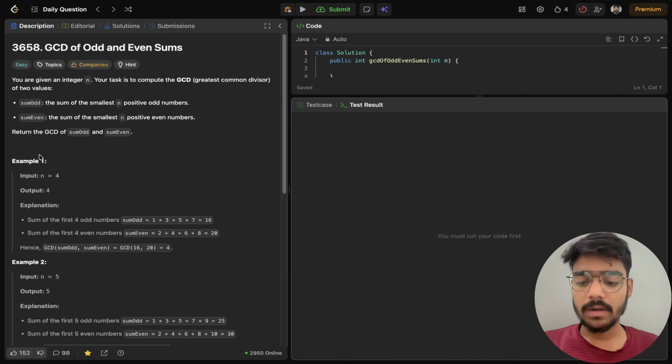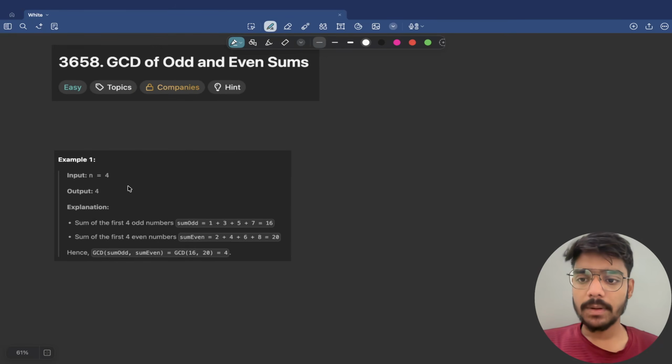This is the example given here. Let us analyze the example. The example given here is n equal to 4. So the first four odd numbers and the first four even numbers give us 16 and 20. So we will find the GCD of 16 and 20, which is 4.